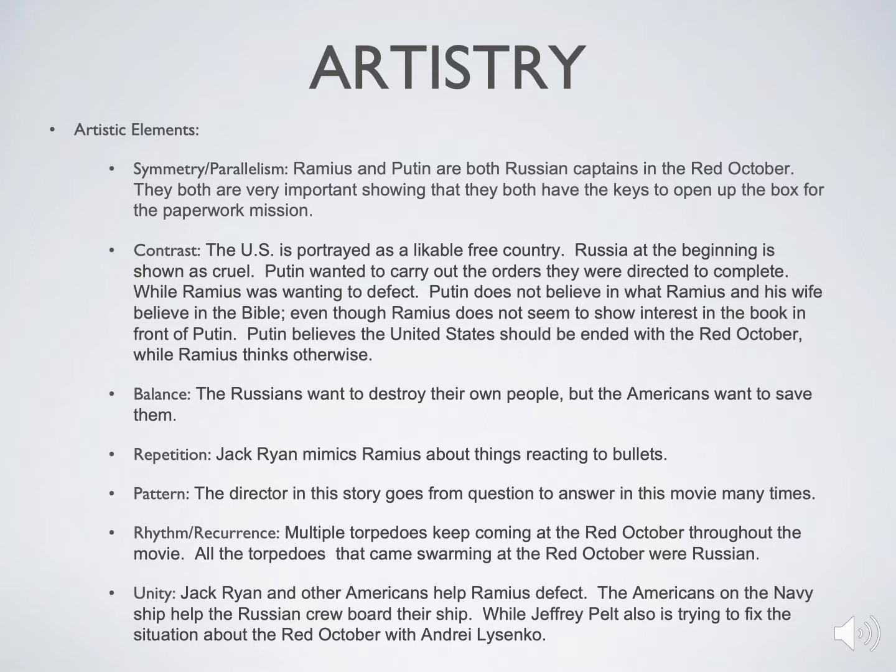Unity. Jack Ryan and other Americans help Ramis defect. The Americans on the Navy ship help the Russian crew board their ship, while Jeffrey Pell also is trying to fix the situation about the Red October with Andrei Lysenko.